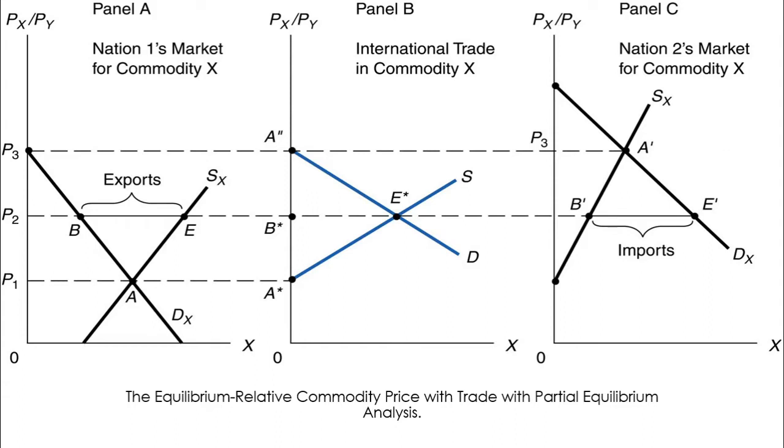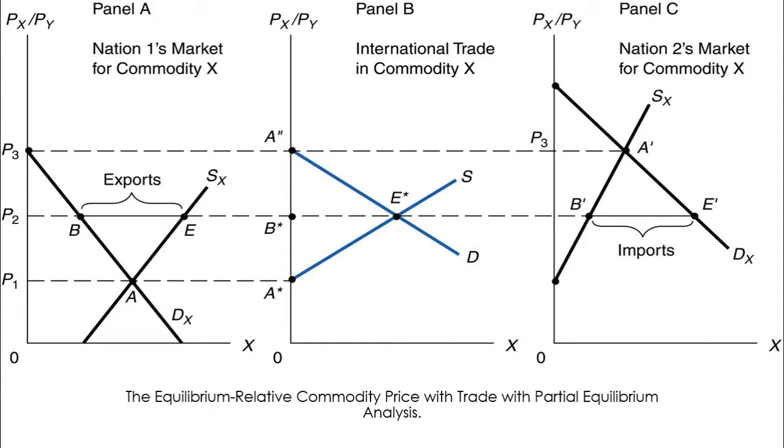Here you have to remember that initially we are using the partial equilibrium framework. In the partial equilibrium approach, we are focusing on one market, that is market for one commodity, with the assumption that all other things remain the same. So we are focusing on market for commodity X. First, in panel A, the first nation's market for commodity X is shown here.